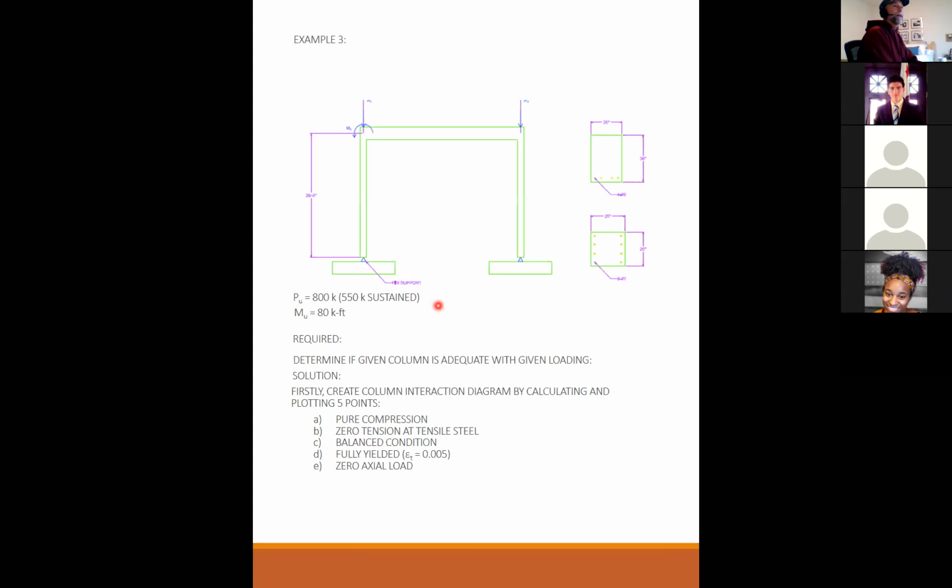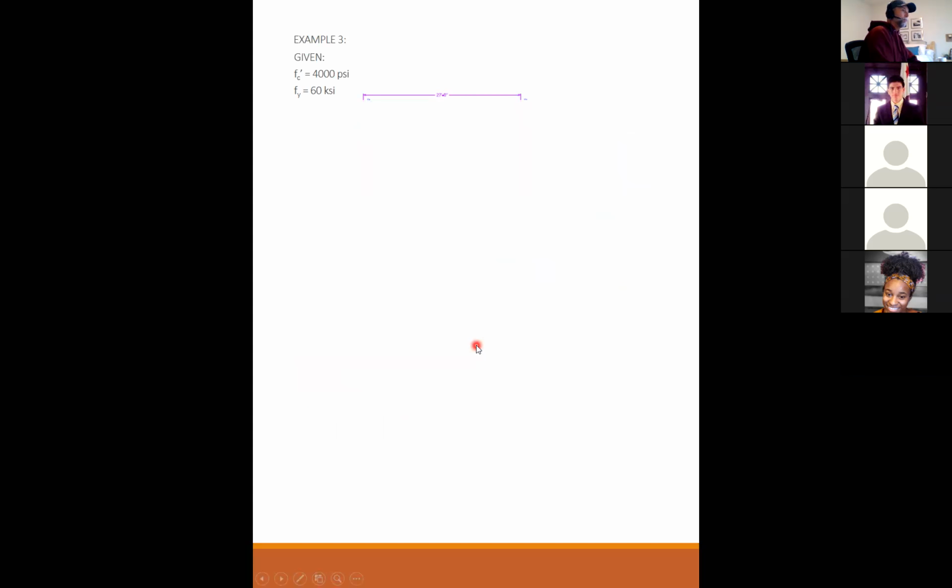Before I do that, let's go back. Remember, here's our column. It's a 20 by 20 column, that's really small, but I think I got 8 number 7 bars, so 4 number 7s on each side. Point 1, pure compression. This is kind of a review of what we did for short columns.